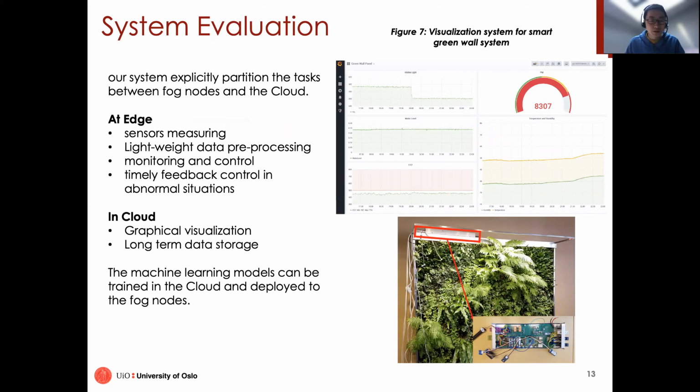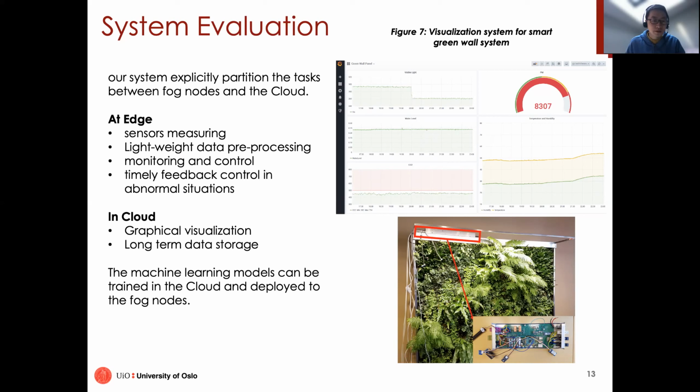This figure shows our evaluation for our system. Previously, the function of the green wall solely relied on our public cloud based monitoring and management solution. Here, we are trying to explicitly partition the tasks between the fog nodes and the cloud. On the edge side, it's mainly used for sensor measuring, lightweight data pre-processing, monitoring and control, and timely feedback control in abnormal situations. In the cloud, we usually use the functions of graphic visualization and long-term data storage.